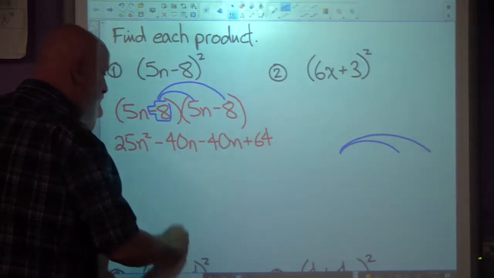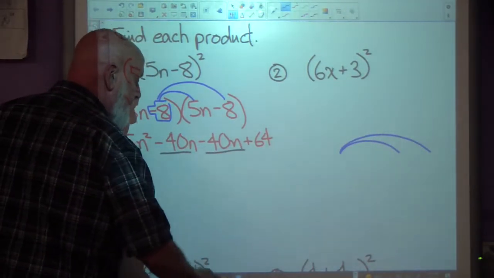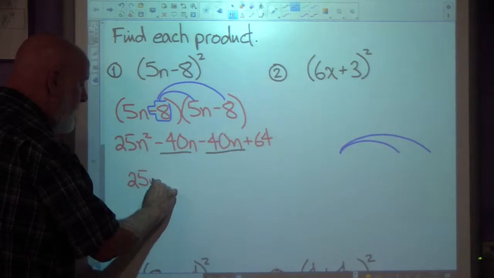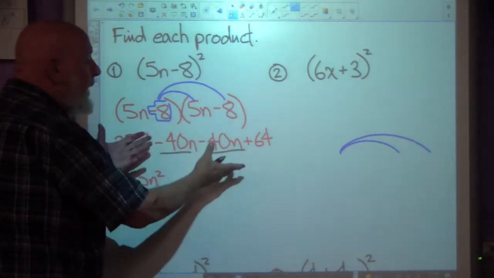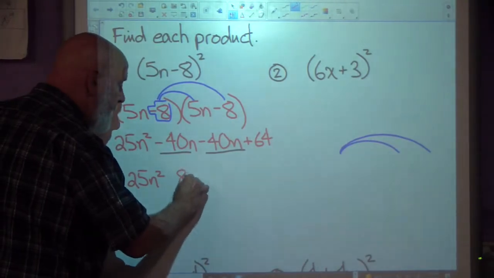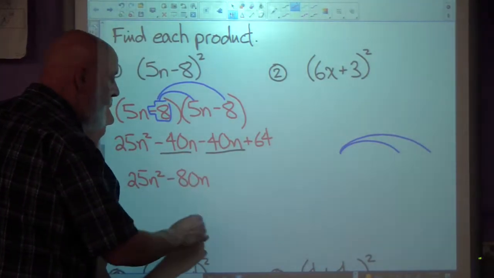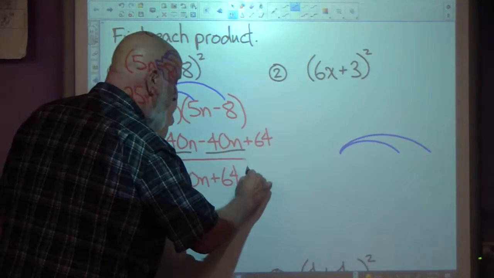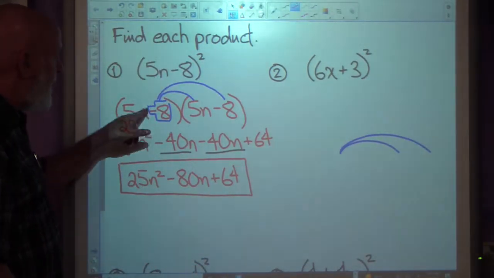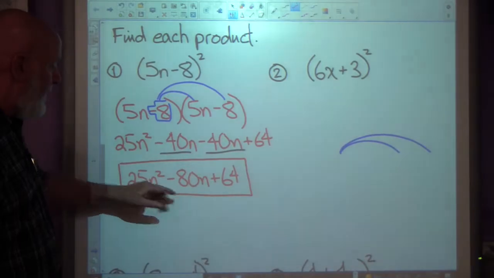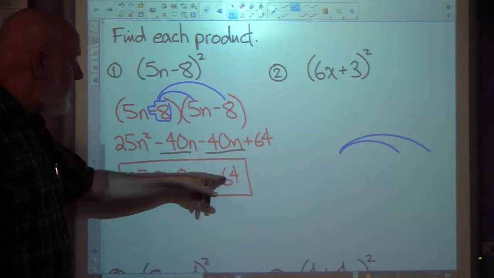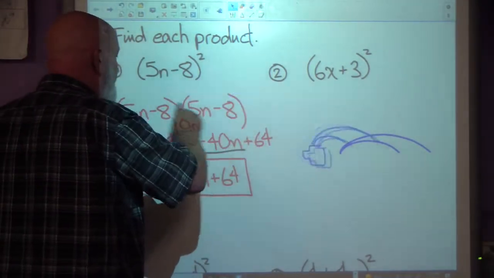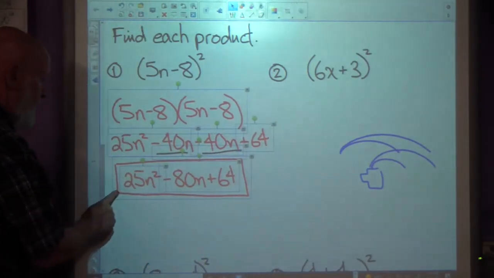And we combine our like terms. Our like terms are right here, same variable, same exponent, invisible 1. So we wind up with 25n to the second power. Negative 40n minus 40n, they're the same sign, so I'm going to add them together and keep the sign. And then I'm going to tag that positive 64 on the end because it won't combine. And there is our binomial that's been squared. Squares into a quadratic trinomial, 3 terms. Okay, let's take a look at that. Let me move this out of the way so I have a little bit more room over here.